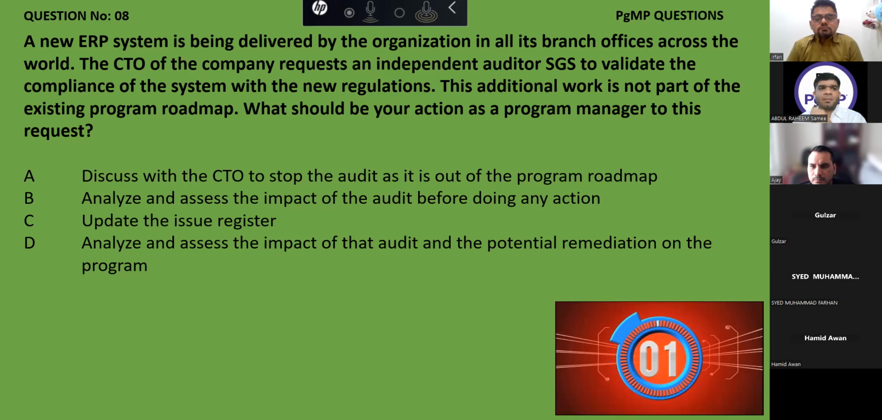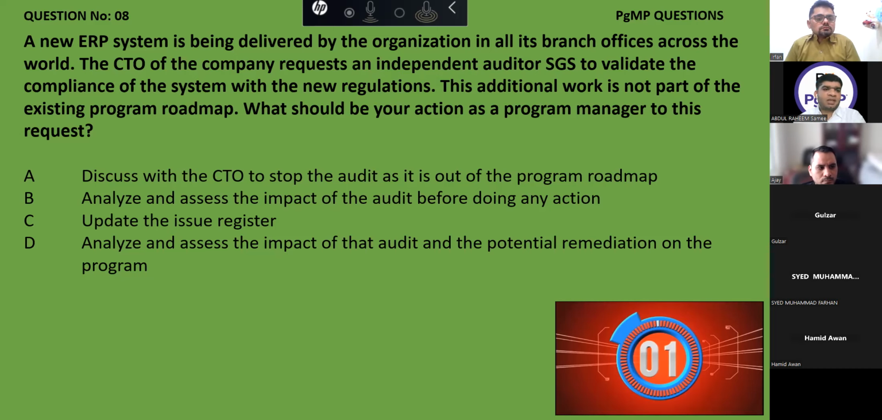A new ERP system is being delivered by the organization in all its branch offices across the world. The CTO of the company requests an auditor to validate the compliance of the system with the new regulations. This is not part of the existing program. So what should be your action as a program manager to this request?